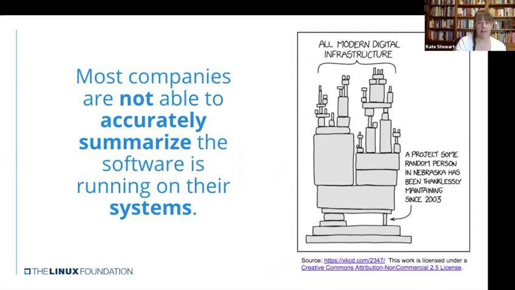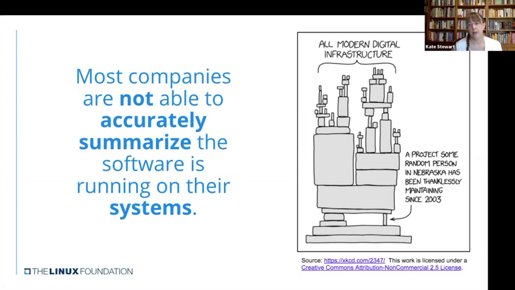So the sad reality right now is most companies are not able to accurately summarize the software running on their systems. What dependencies are hidden down in there? Does your Windows system have all the vulnerabilities there? Could someone come in the back door, and so forth?